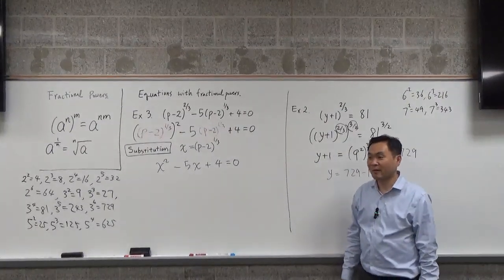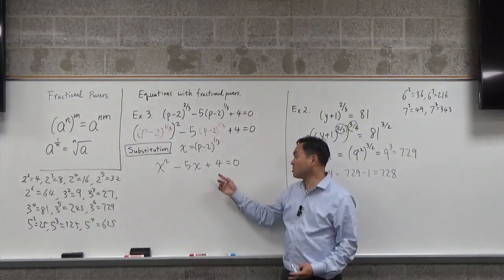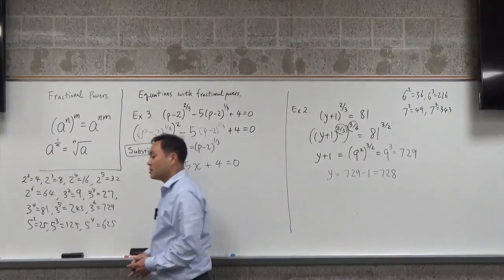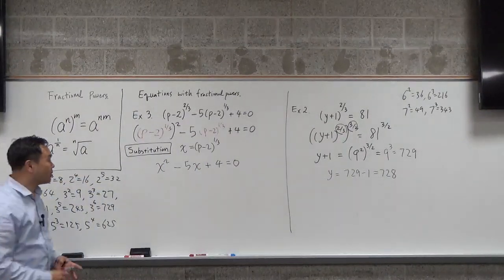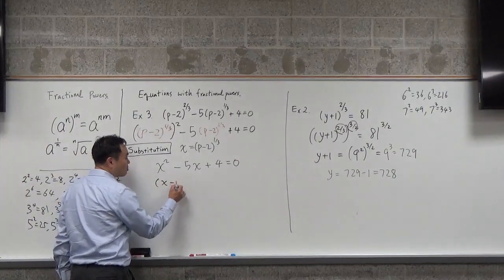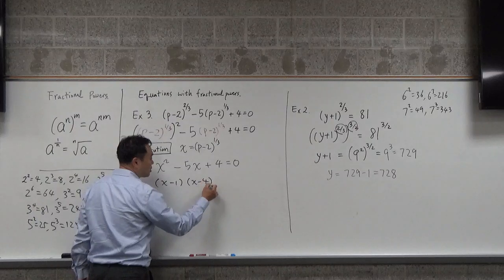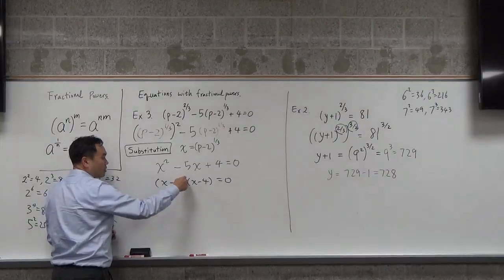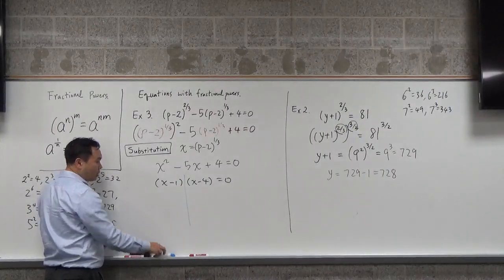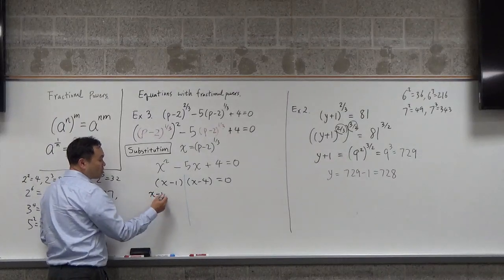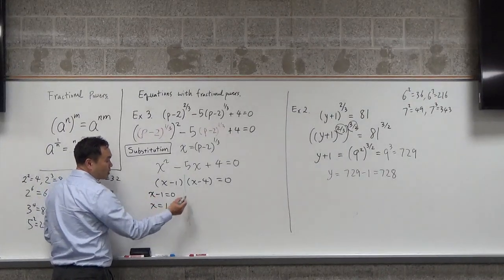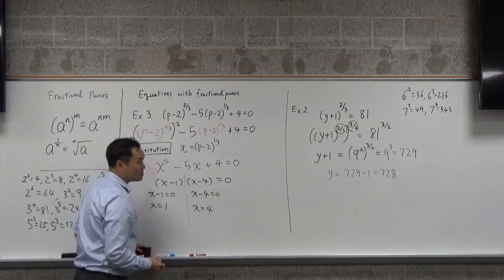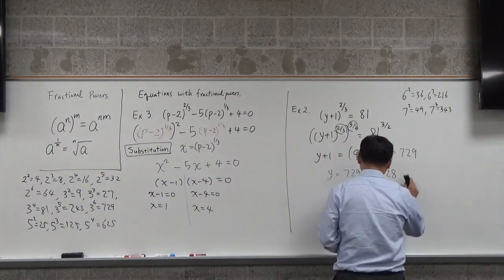How do you solve this? You can use the quadratic formula, but it's easier to factor. What are two numbers that multiply to 4 and add to negative 5? Negative 1 and negative 4, right? So you can factor this as (x − 1)(x − 4) = 0. And then you can say, well, two things multiply to 0, therefore either x − 1 is 0, in which case x would be 1, or x − 4 is 0, in which case x must be 4. Okay.